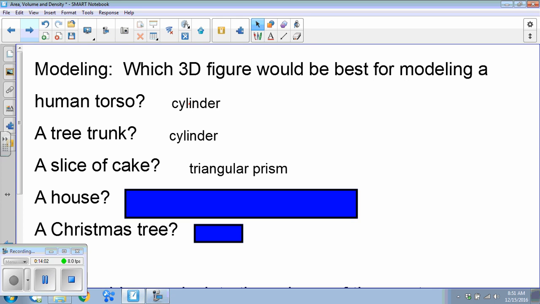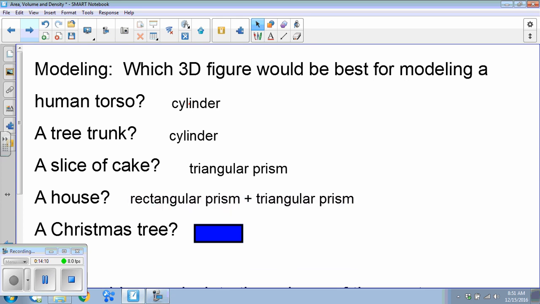A house. Now that's a combination. A rectangular prism and a pyramid. Yeah, I guess it depends on the design of your house. But I like the way you all think. Have you seen the Barrel House? It's a complete circle. Okay, we can all agree.